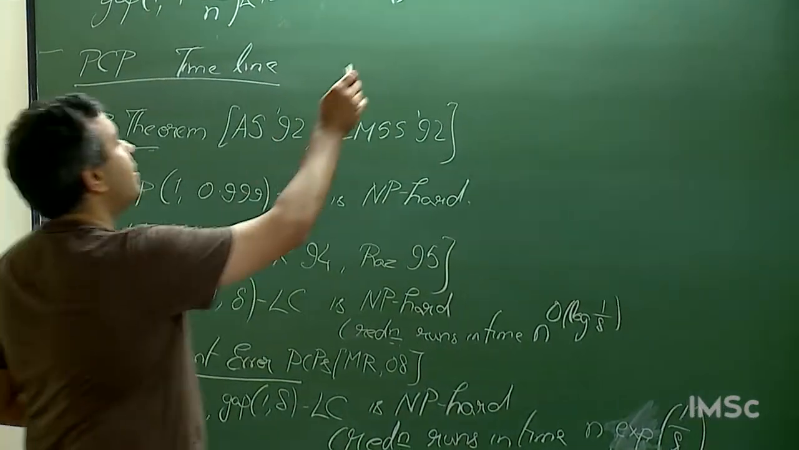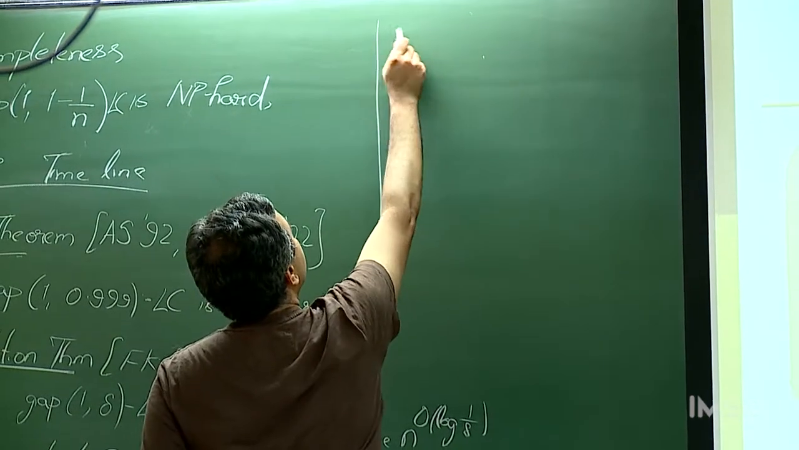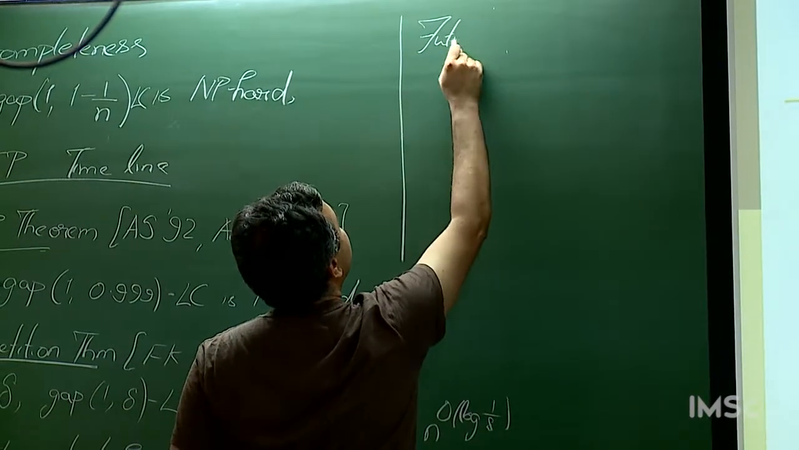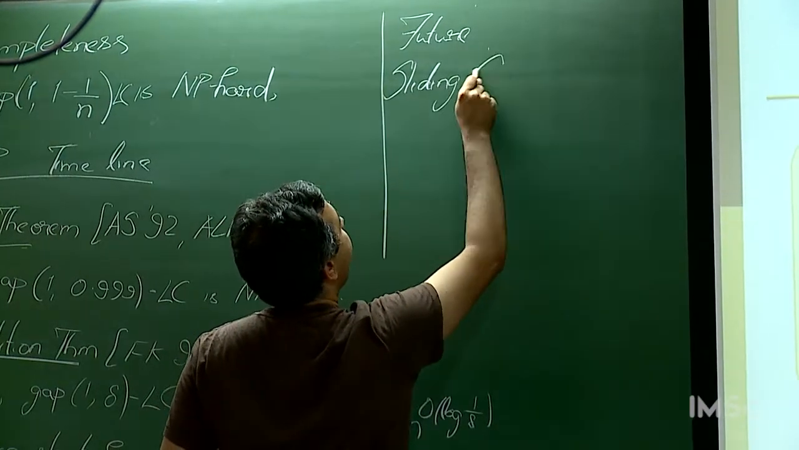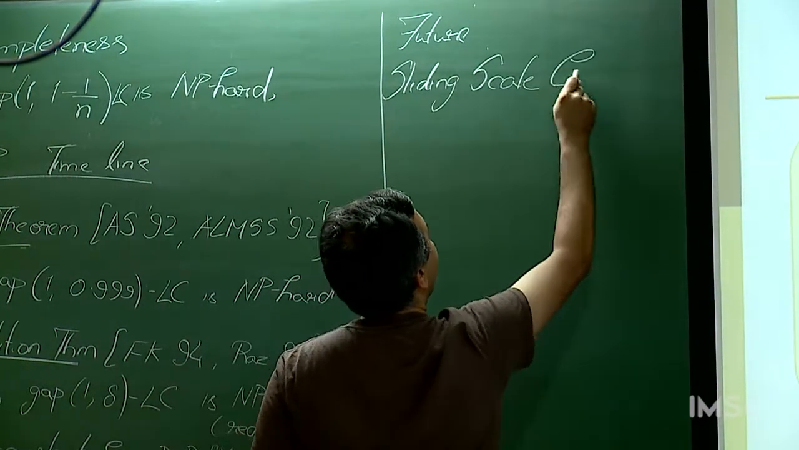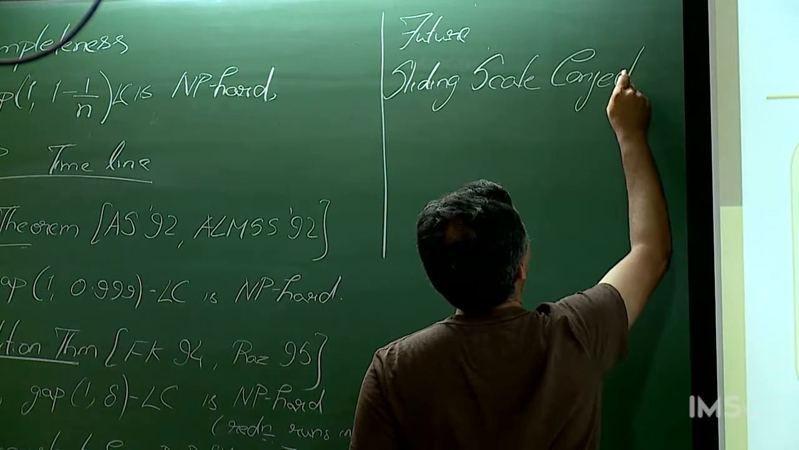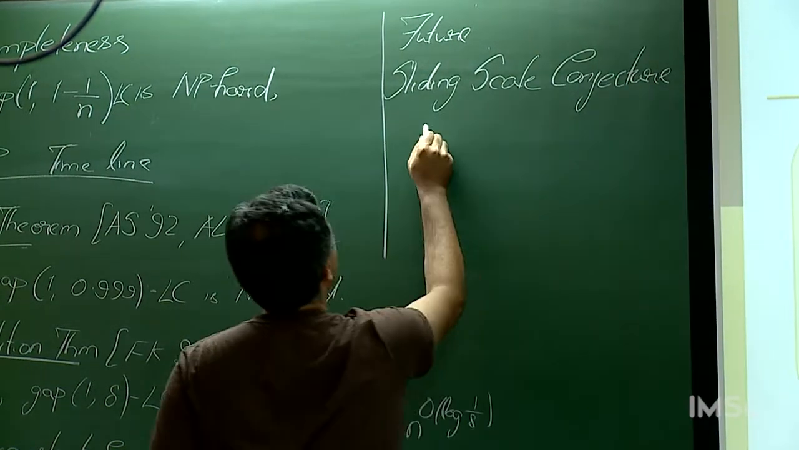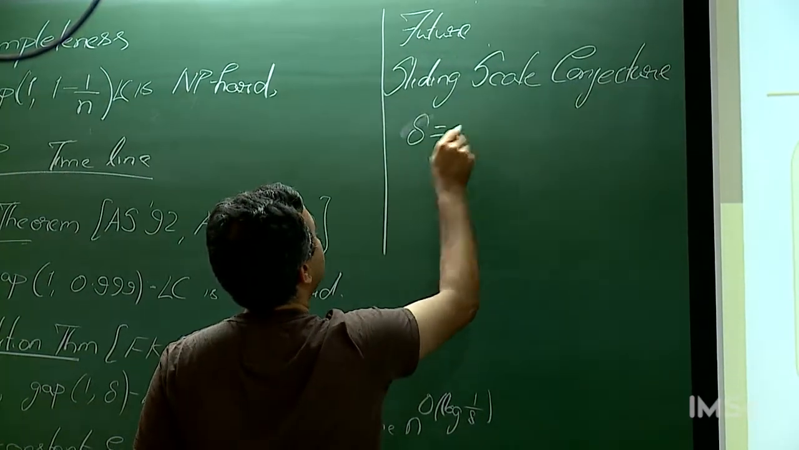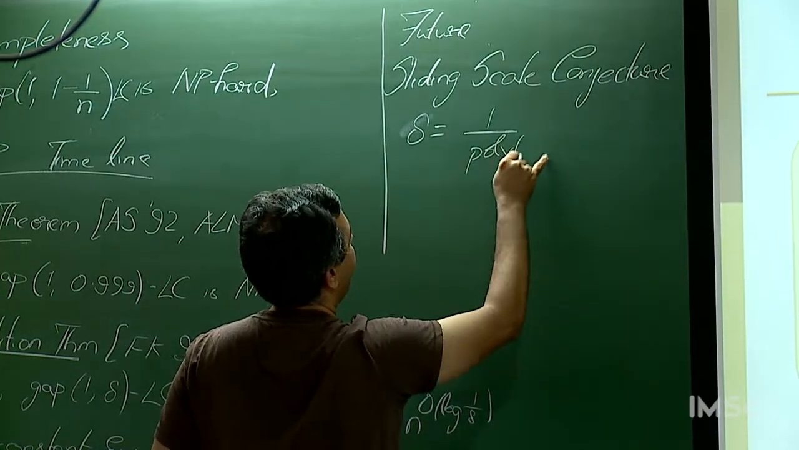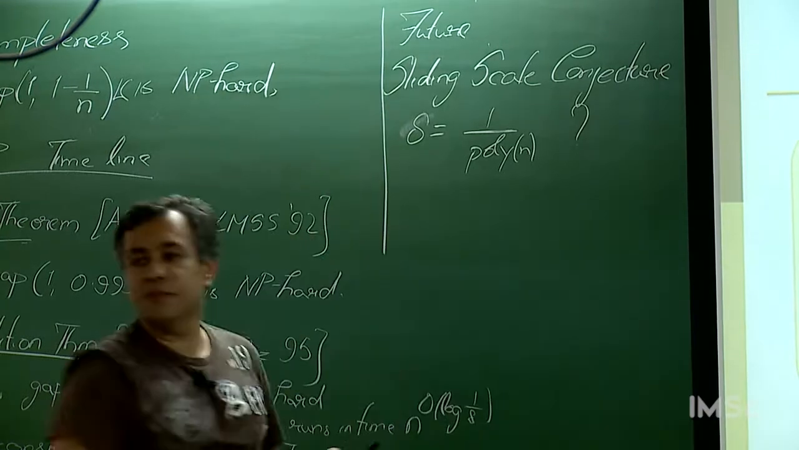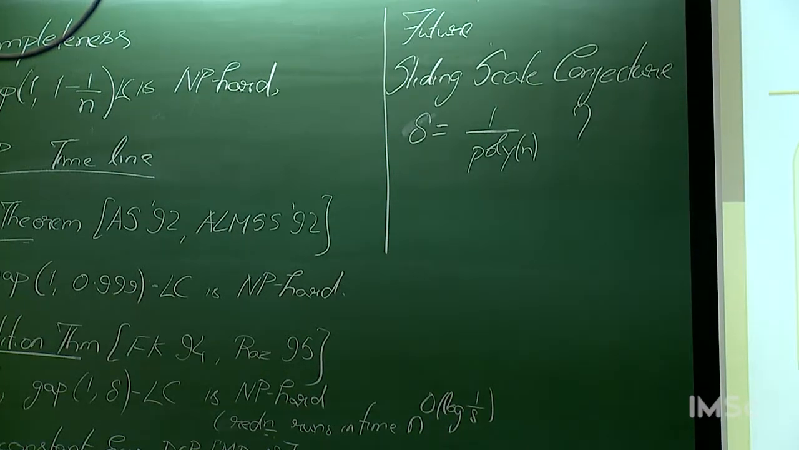So let me just write that. Possibly future is the sliding scale conjecture. Delta to be 1 over, say, poly n. It's unclear if this is doable or not. There's been work towards that direction.